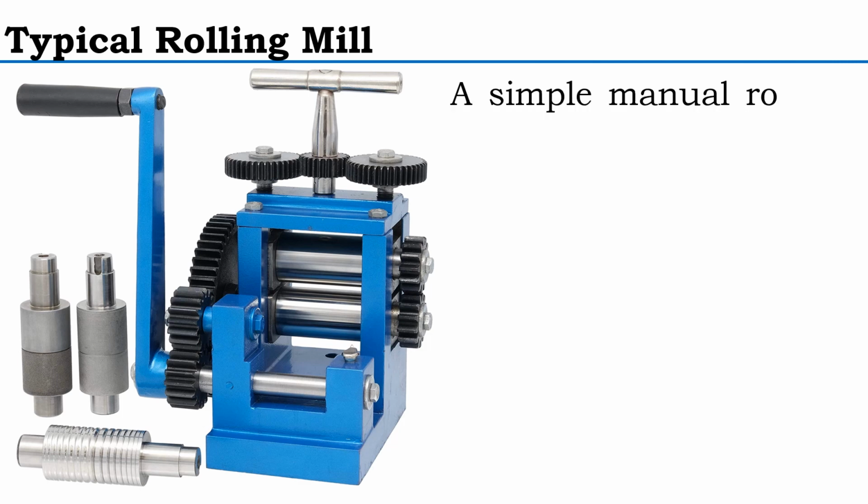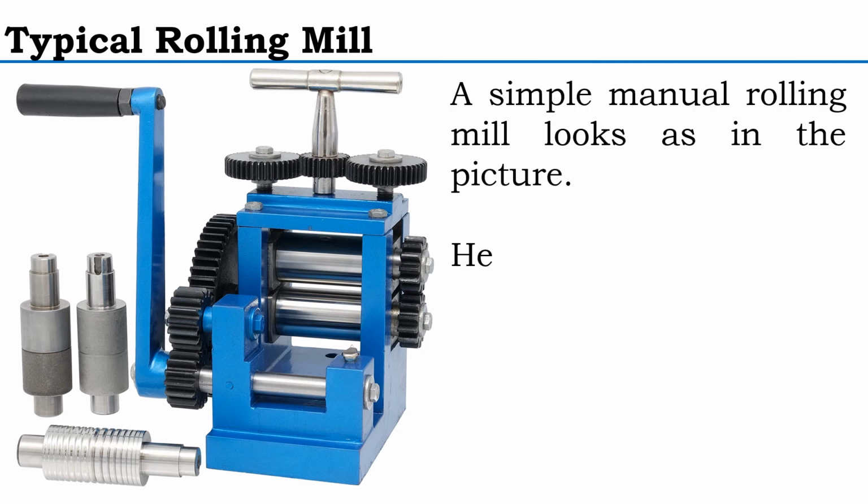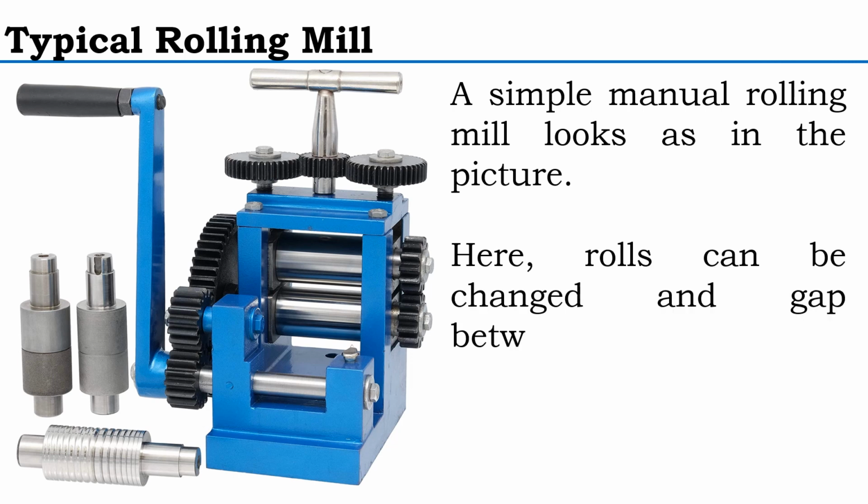A simple manual rolling mill looks as in the picture. Here, rolls can be changed, and gap between rolls can be adjusted.